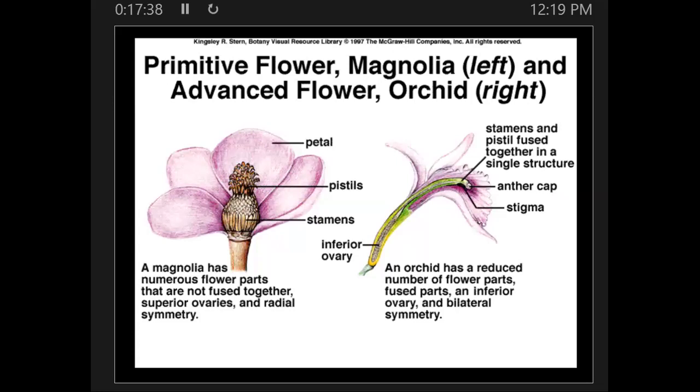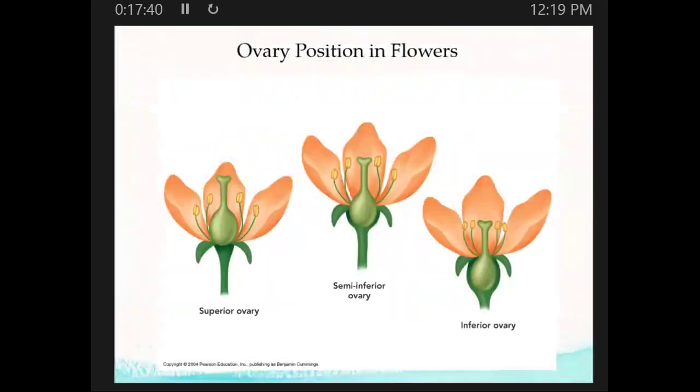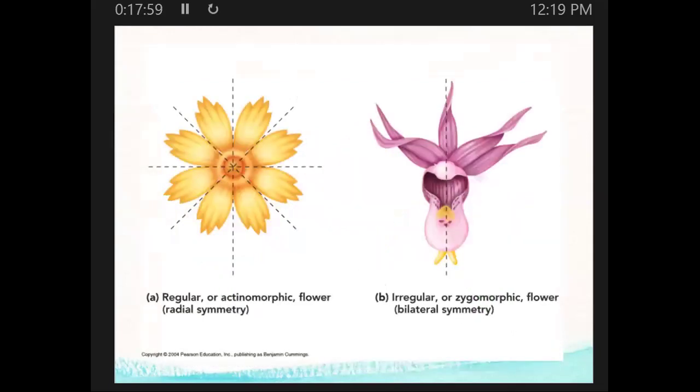Okay. Here's the idea again of ovary position. The more ancient flowers have a superior ovary. And then as you work through the fossil record to more current flowers, they go semi-inferior and then inferior. And then here's the idea of radial symmetry. Any way you cut that yellow flower on the left, you'll get mirror images. Or bilateral, right, with the orchid. There's only one way to cut that one.